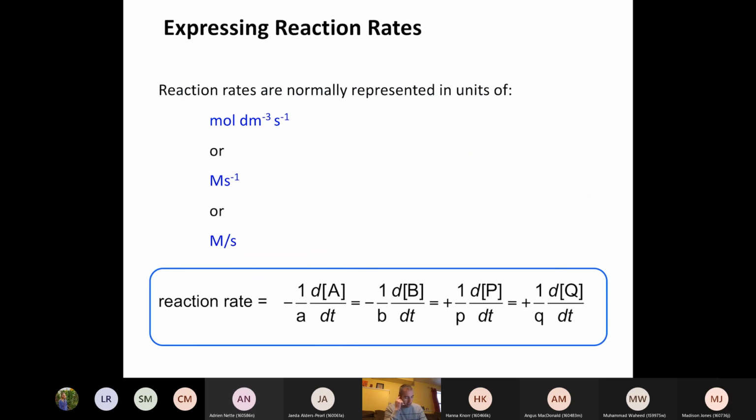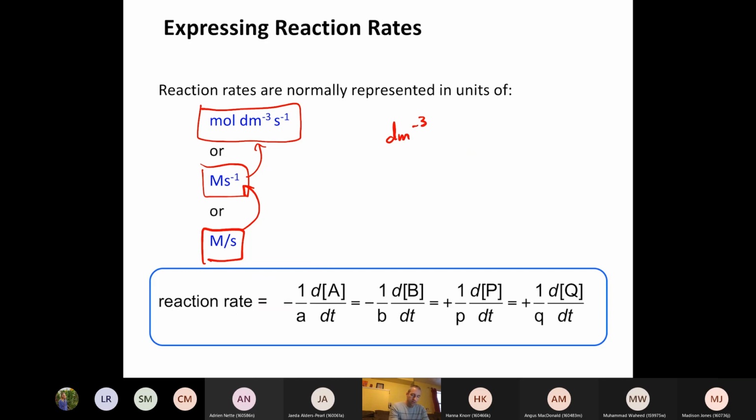Reaction rates are typically represented in units of molarity per second, which is the same thing as molarity times seconds to the -1, which you often see expressed like this as well, which is moles decimeters to the -3 seconds to the -1. A cubic decimeter is a liter.